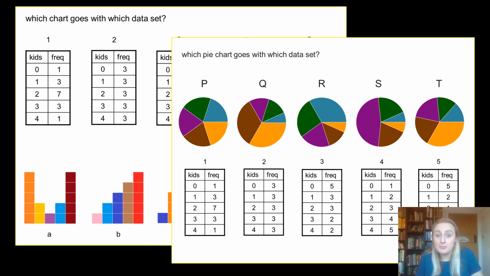Or I might, for example, notice that in table 2, all the frequencies are the same. So it looks to me like that must go with pie chart P, where all the sectors are the same. And it's a really interesting reasoning activity where you're developing students' understanding. If I look at a pie chart, what do I know straight away? What do I notice? And how does it relate to the underlying data?